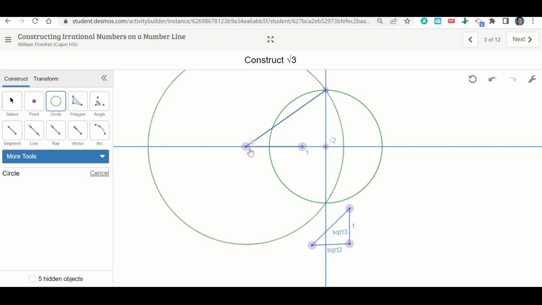Notice the radius is square root of 3, so that means that in this direction the radius is also square root of 3. So wherever the circle and the number line intersect should be exactly square root of 3. So I'm going to go ahead and put a point there, and that point represents square root of 3.